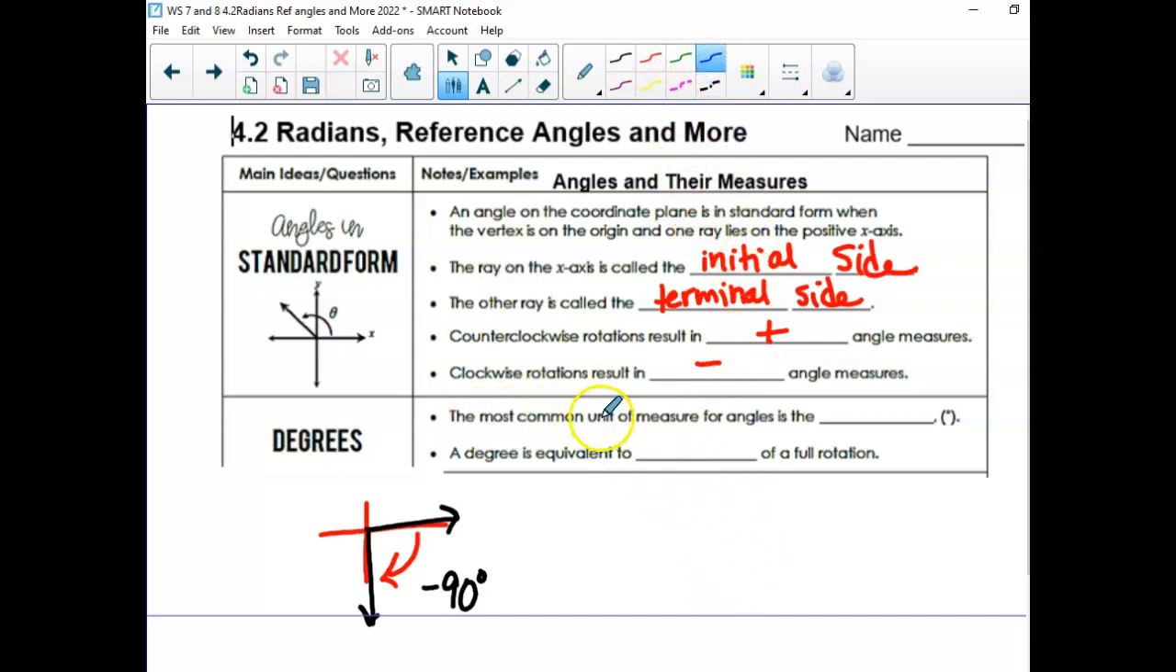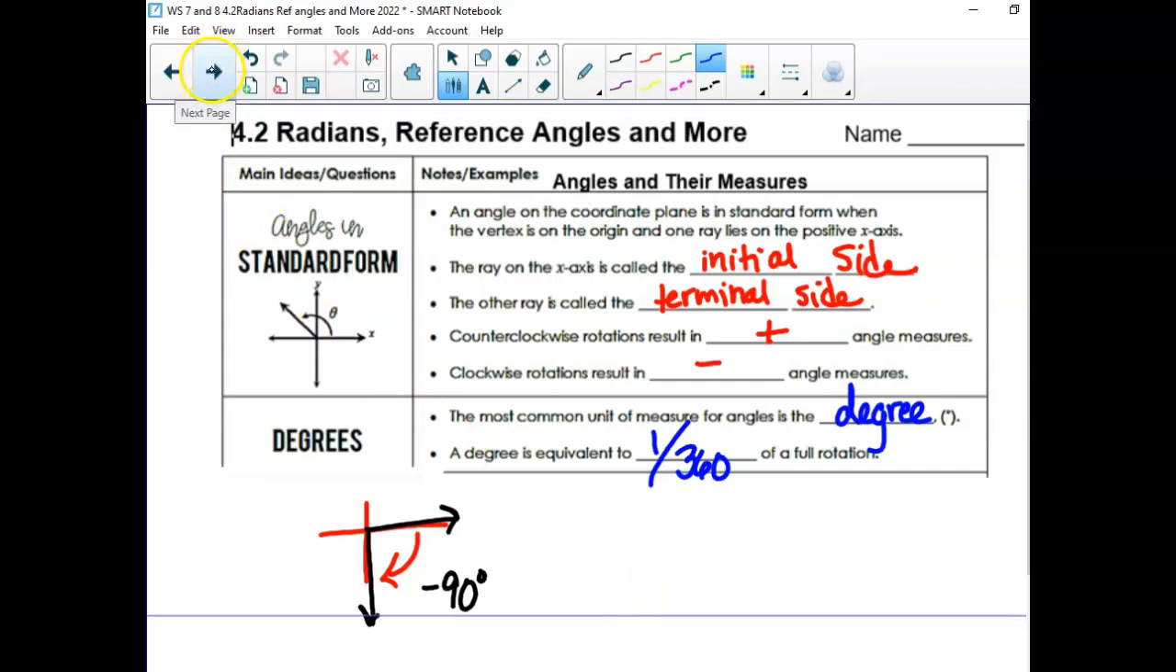All right, the most common unit of measure for angles is degrees. A degree is equal to what part of a full rotation? In other words, how far does it take to go all the way around in degrees, guys? 360. So it is 1/360th of a full rotation. It's a really weird way of just saying 360 is all the way around, okay?